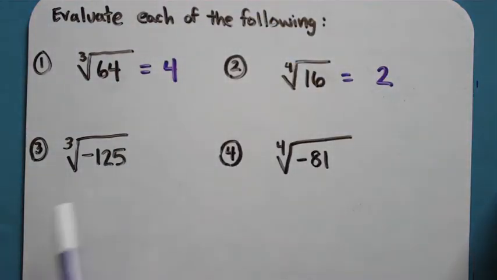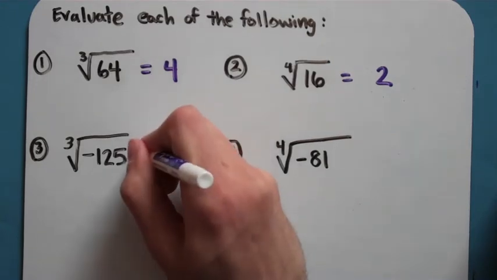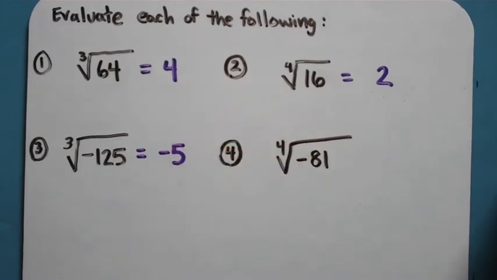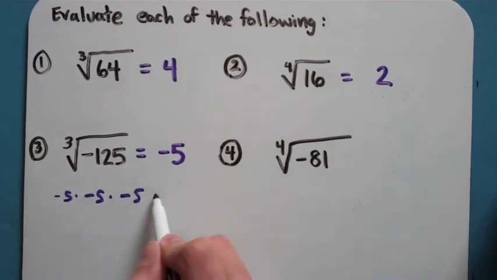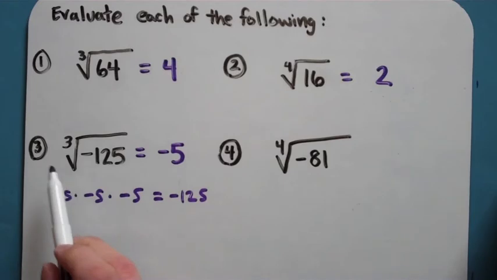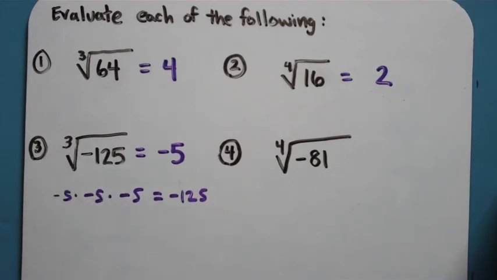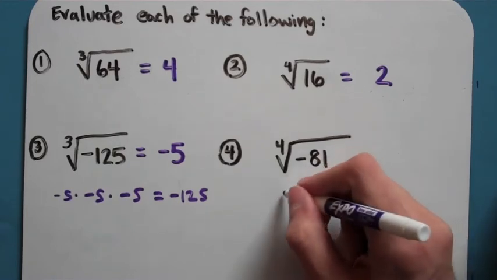My next problem, you see that negative under the radical, and your first instinct should be to say, ooh, that's not good, I can't do that, because that's what always happened with square roots. But as it turns out, this problem is totally fine. The cube root of negative 125 is negative 5, because if you do negative 5 times negative 5 times negative 5, you get negative 125. So when your index is odd like this, it's okay. You can have a negative on the inside, because it just means your answer is negative, and it works out.